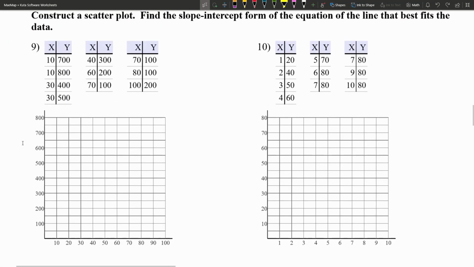Our next set of directions state to construct a scatter plot, which we did in 7 and 8, but now we're going to find the slope-intercept form of the equation of the line that best fits the data. So we've already constructed a scatter plot, like I stated, up in 7 and 8, so we know how to do that. But this next part's a little bit trickier. We're going to find the slope-intercept form. Remember, that's y equals mx plus b of the equation of the line that best fits the data.